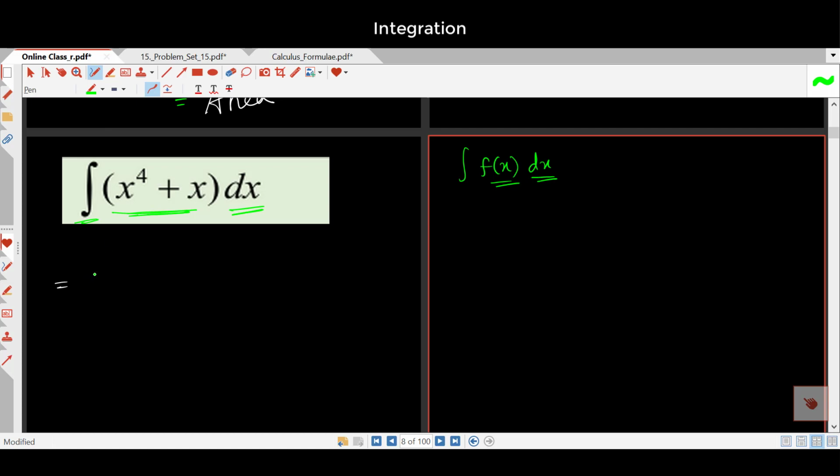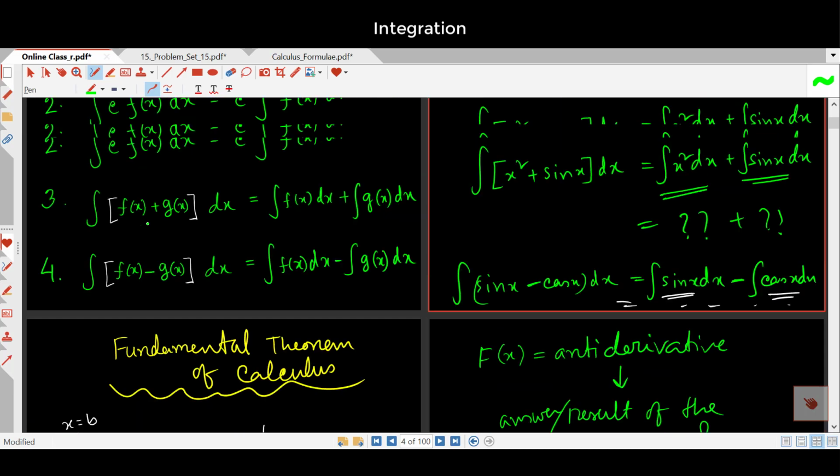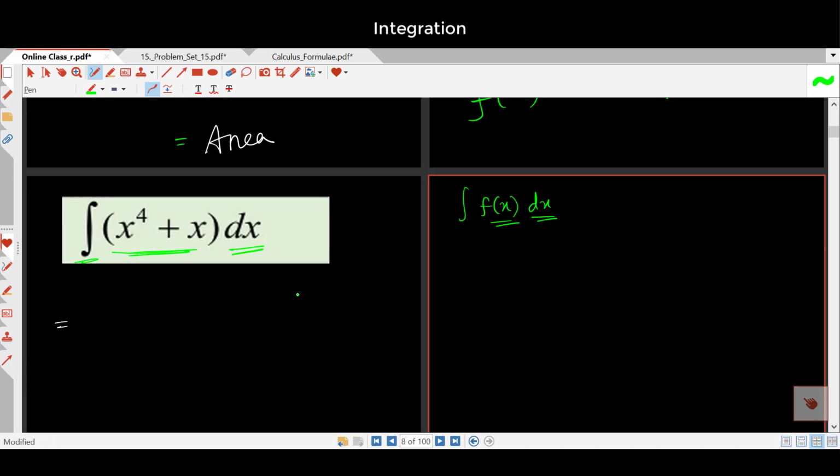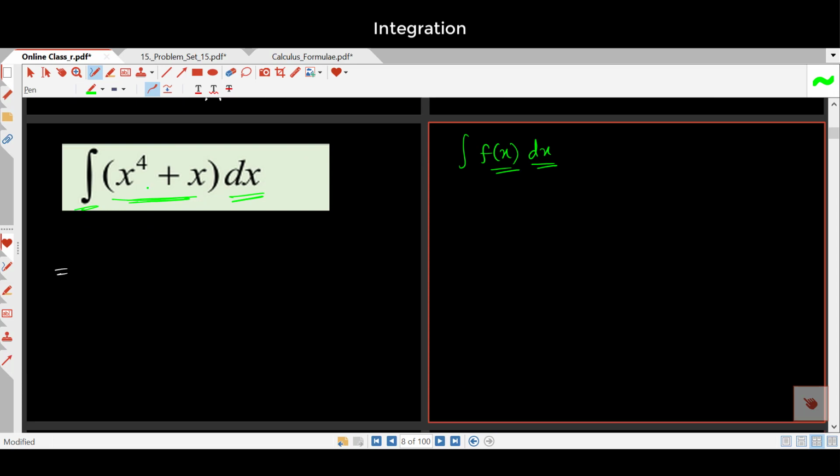You know that there is a sum property here. Integration of a sum or subtraction can be written separately. So here we have the integration of x to the 4 plus x, so we can write the integration of x to the 4 plus the integration of x.